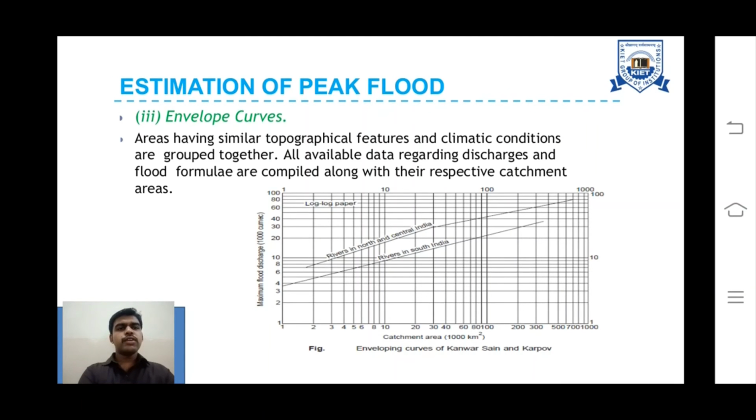Estimation of peak floods: here it is mentioned in the graphs how much catchment area there is, depending upon that maximum flood drainage. Areas having similar topographical features and climatic conditions are grouped together. All the available data regarding discharges and flood formulae are compiled along with their respective catchment areas. So by considering this catchment area, we attain the maximum flood discharge in cubic meters per second, because these envelope curves are mentioned in graphical form for the estimation of the peak flood.